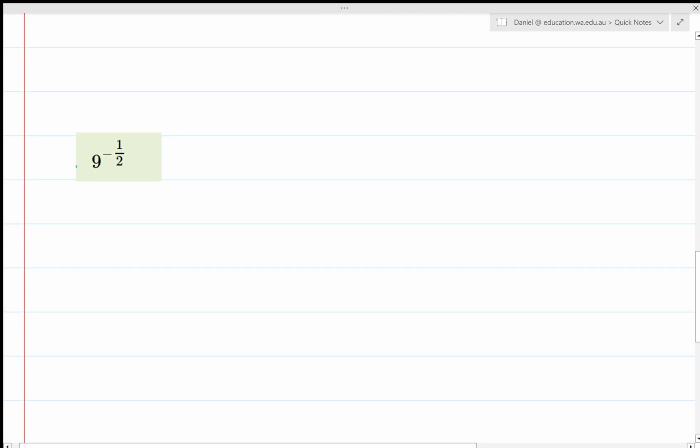Here's the next one. This one poses a slightly different problem, but still nothing that we can't handle. 9 raised to negative a half. We need to remember our index laws here. So if we've got a negative index, we can put it under the line and make it positive. So I can rewrite this as 1 over 9 now raised to a half. That makes it much easier because we've got rid of the negative.